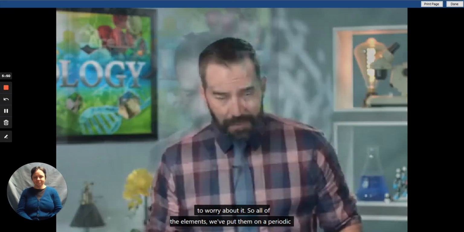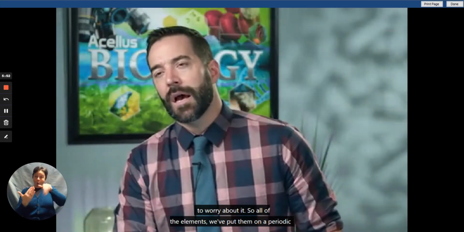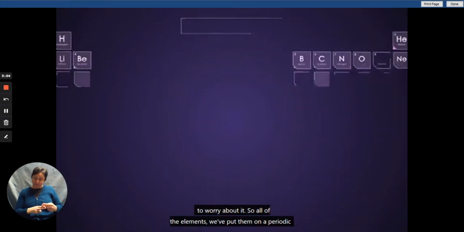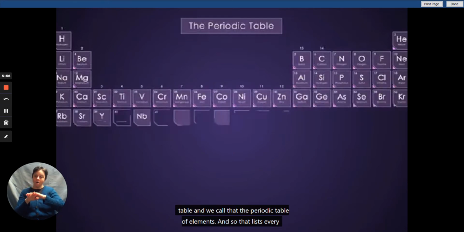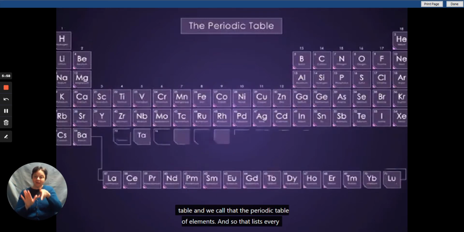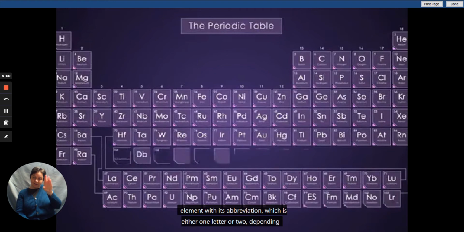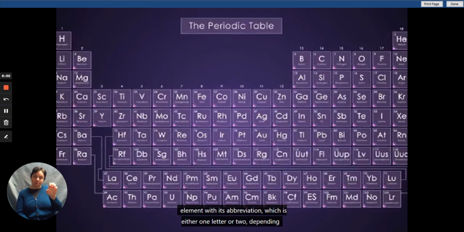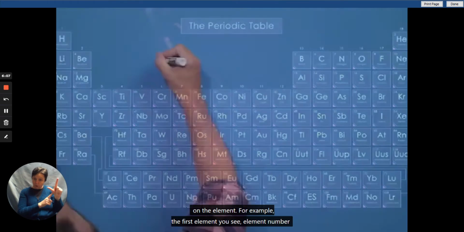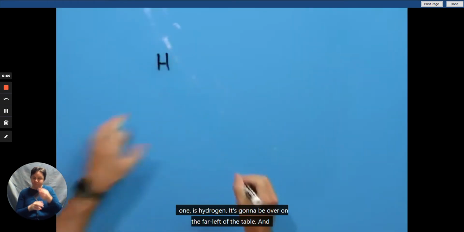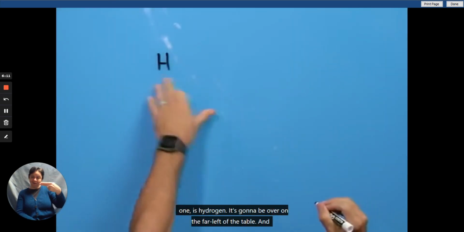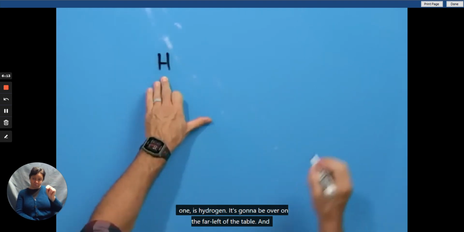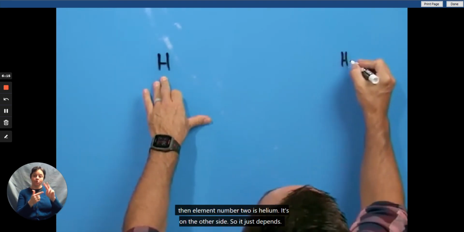So all of the elements, we have put them on a periodic table, and we call that the periodic table of elements. And so that lists every element with its abbreviation, which is either one letter or two, depending on the element. For example, the first element you see, element number 1, is hydrogen. It's going to be over on the far left of the table. And then element number 2 is helium. It's on the other side.